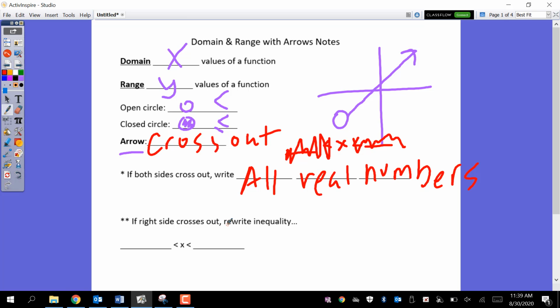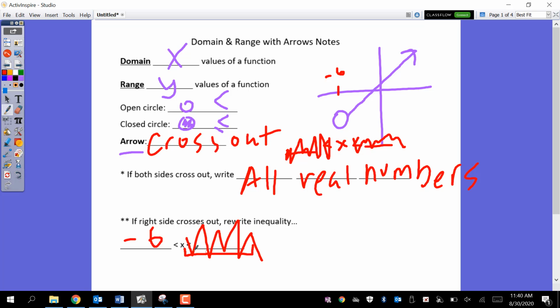And the last thing before we get to an example is if the right side crosses out. When I say the right side, I'm talking about this side over here. If this side gets crossed out, then you need to rewrite your inequality. Let's pretend on a random graph, let's say that's at -6. And this side, oh, it was an arrow, so that's going to get crossed off.